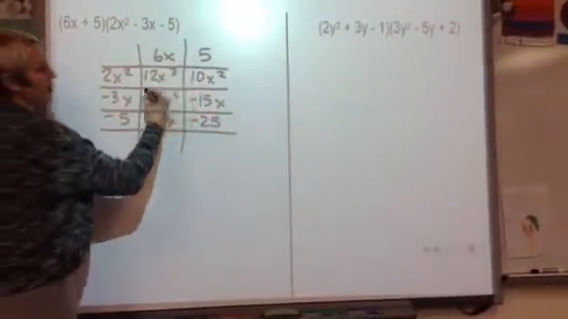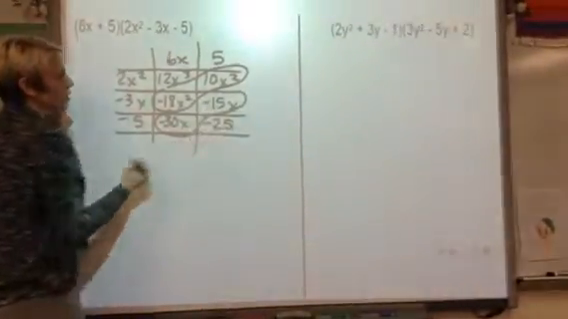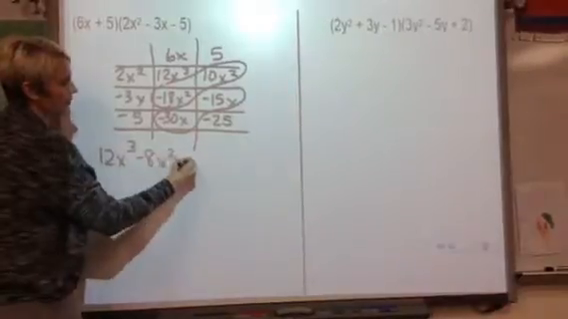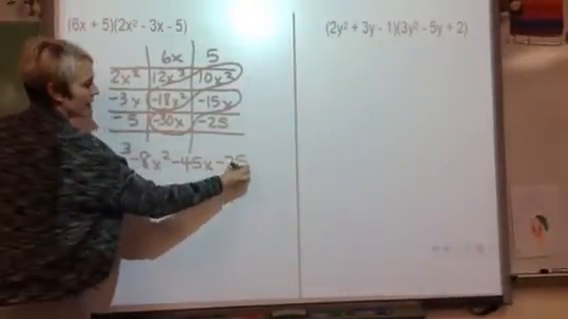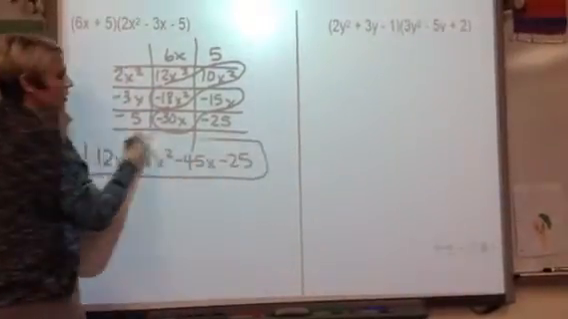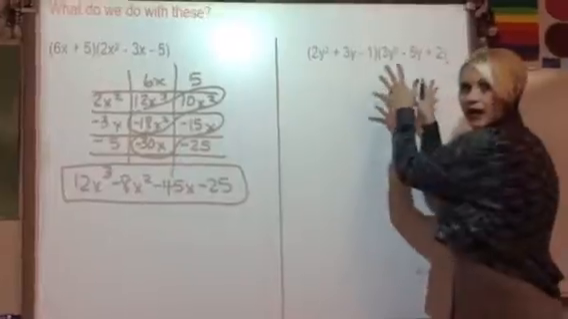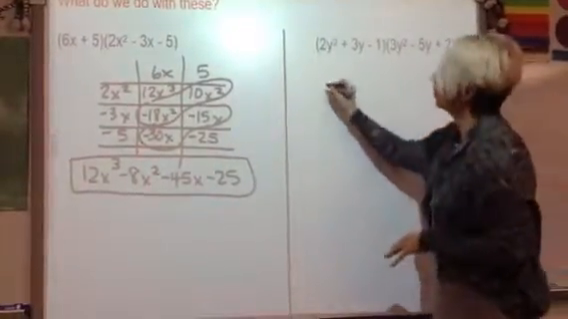Look at those diagonals. You can combine here. You can combine here. So your final expression is 2x to the third minus 8x squared minus 45x minus 25. And it's already in your order that you need. So I'm going to set this one up using boxes, and then I'd like you to continue it and find the answer in your notes.